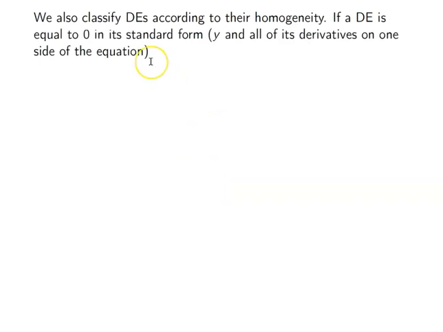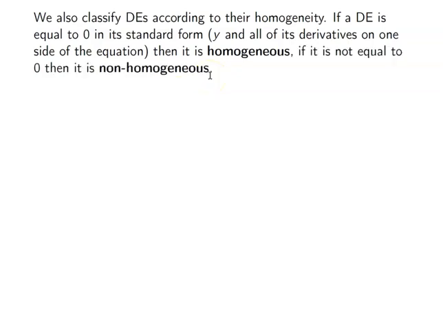So homogeneity means that when it's in standard form, 0 is on one side of the equal sign, okay? So standard form, again, y and all of its derivatives on one side of the equation. If it's equal to 0, it's homogeneous. If it's not, it's non-homogeneous. So an example, the second derivative of y minus y squared equals 0. That is a homogeneous equation. All of the y's are on one side.